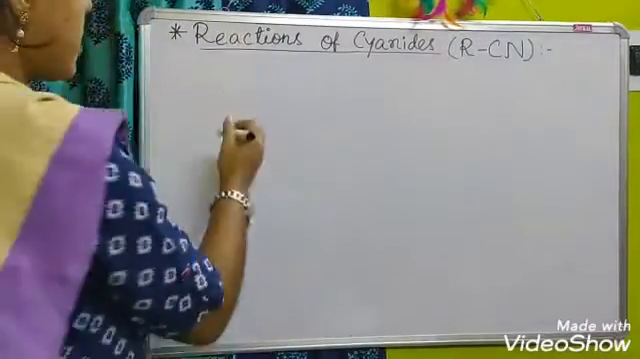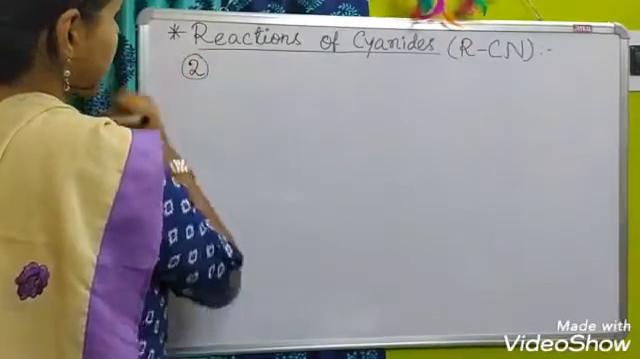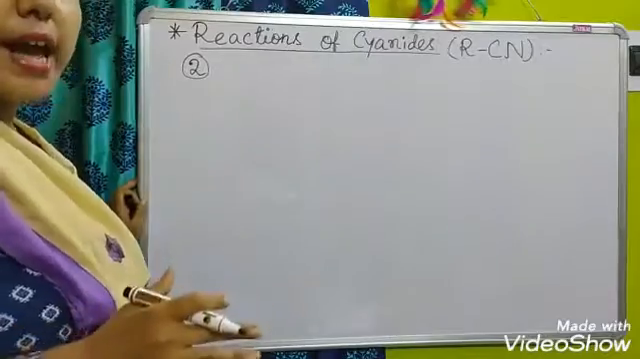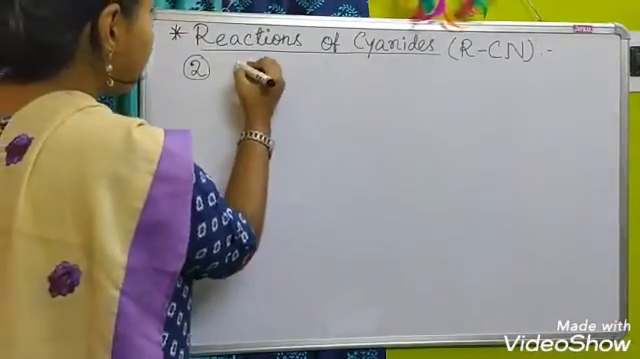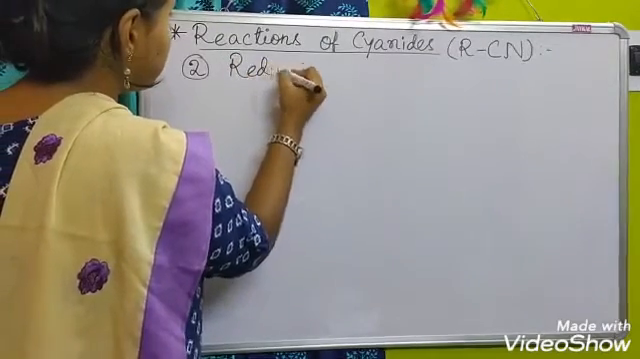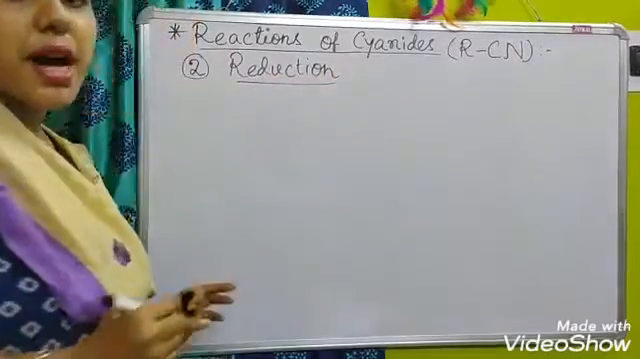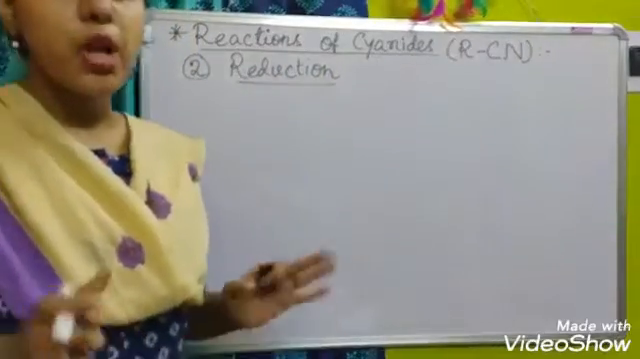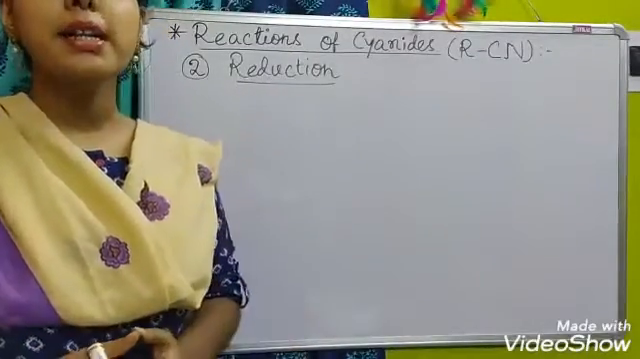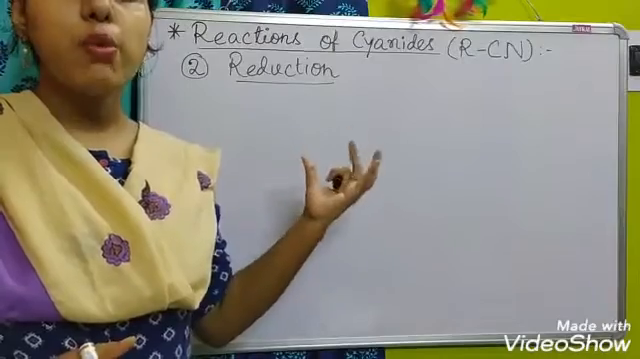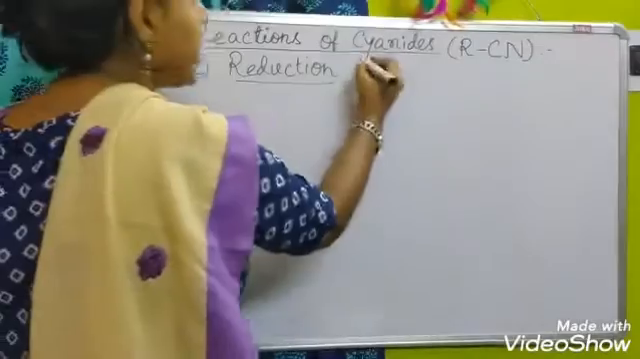So I am giving this number 2. Okay, in the first reaction we have learnt about the hydrolysis reactions. So second one, reduction. So these reduction reactions are of two types. One is complete reduction and the second one is partial reduction. So first we will read here about the complete reduction. So I am writing here complete.